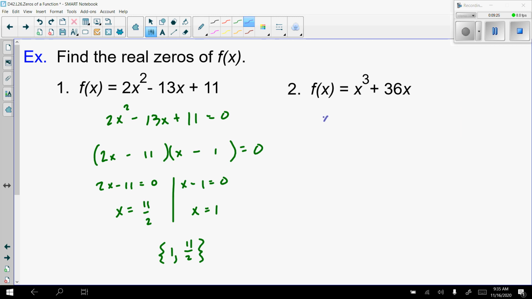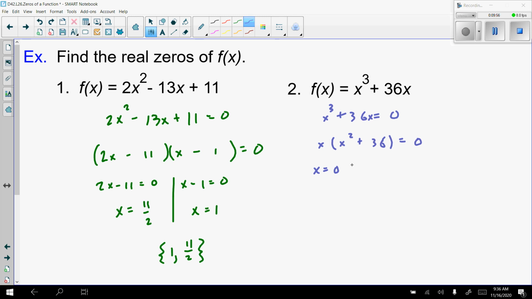Once again, to find the zeros, let's set the function itself equal to 0. Good. Please do not divide by an x. Oh, I forgot the x here. So now let's first factor out an x, which gives me x times x squared plus 36, and that equals 0. So let's set each of these equal to 0, since it's a product.